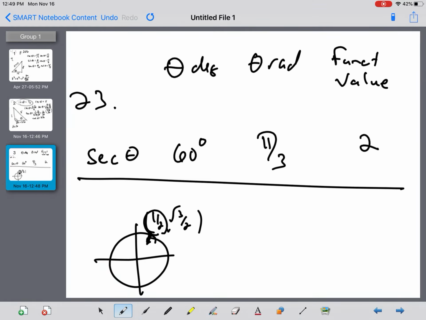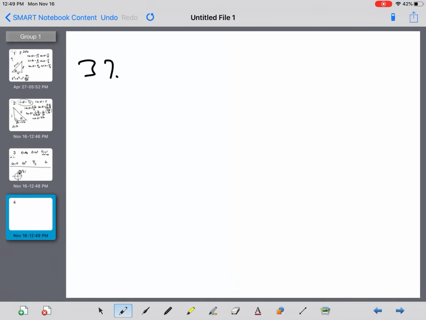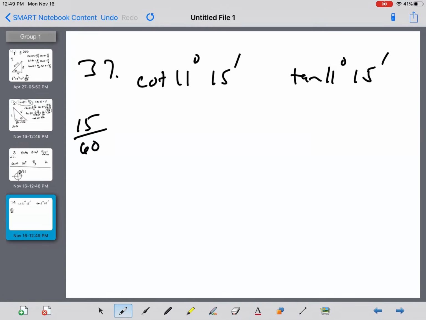Next one I've chosen is 37. Now on 37, it wants you to do the cotangent of 11 degrees 15 minutes. And then it wants you to find the tangent of 11 degrees 15 minutes. I'm going to convert 15 minutes to degrees decimal. So I divide and I get 0.25. So I want to find the cotangent of 11.25 degrees and the tangent of 11.25 degrees. I'm actually going to start with B.